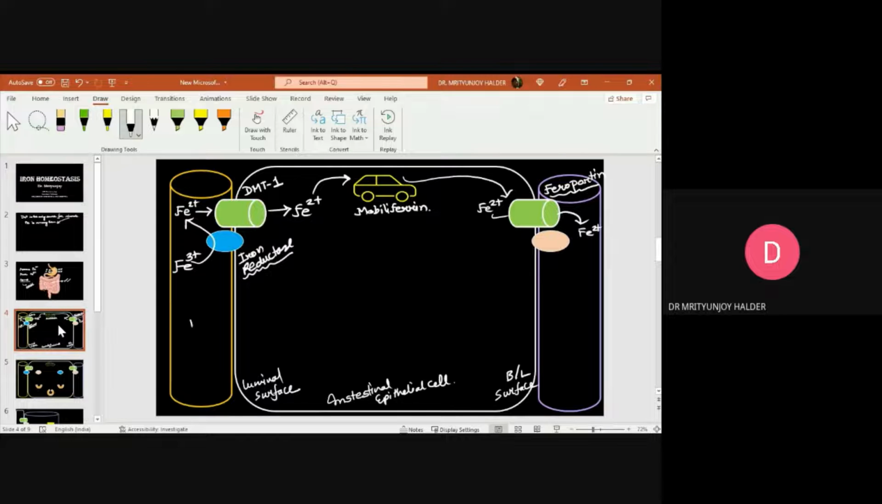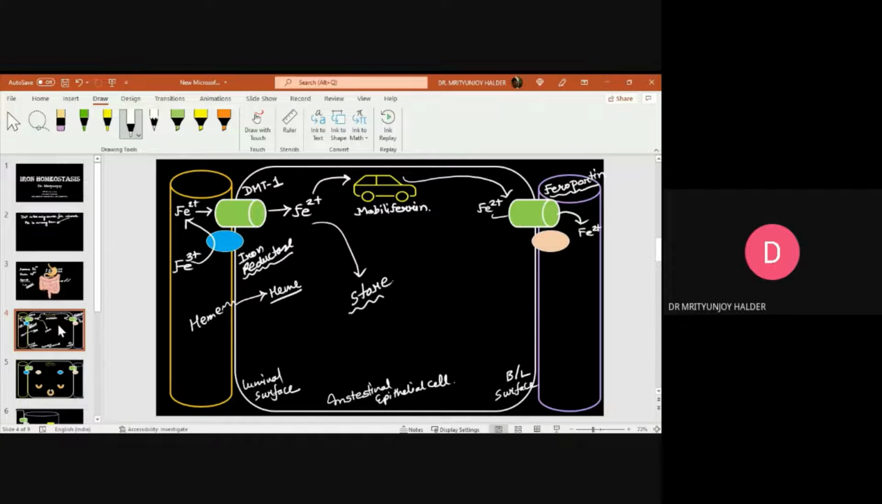And we all know that heme, with some special mechanism, though it is not well understood, heme iron can also be absorbed here with the help of some special variety of heme transporter. Now, not all the iron absorbed within the intestinal epithelial cell will jump to the portal blood. Some iron will have to be stored here.